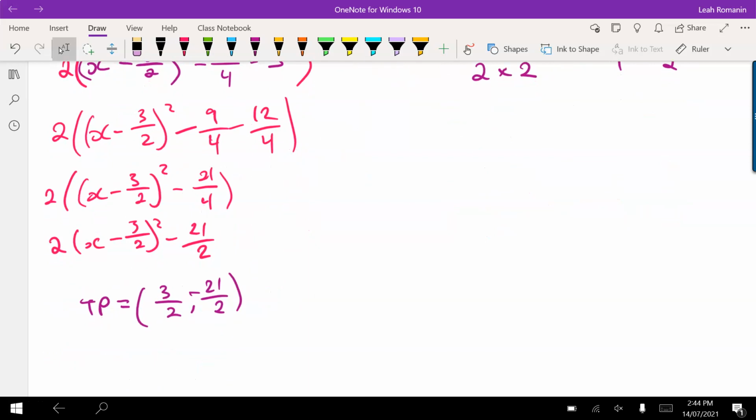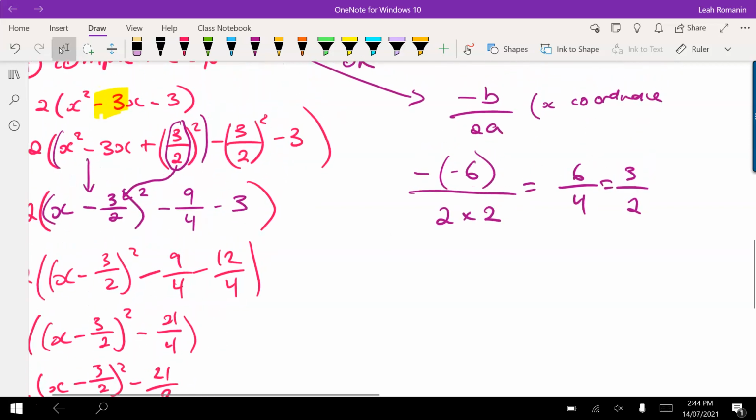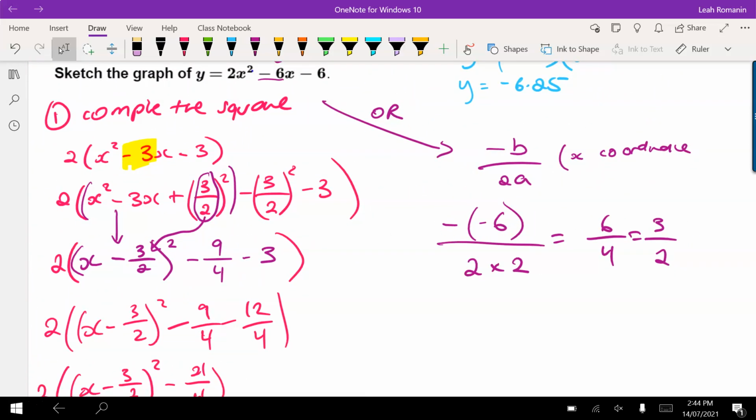So it doesn't actually matter which one you use. Personally, I like to put the effort in to complete the square because it gives you the y coordinate straight away, whereas now I've only got the x and I've got to substitute it back in, which I'm not going to substitute that for you. I'm fully expecting that you know how to substitute at this point. And I've got those there. Now that you've got those, you're going to sketch, chuck them on a graph.